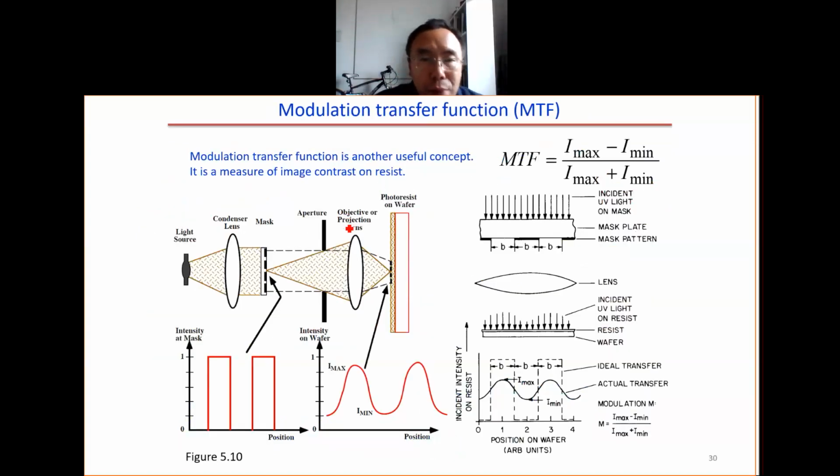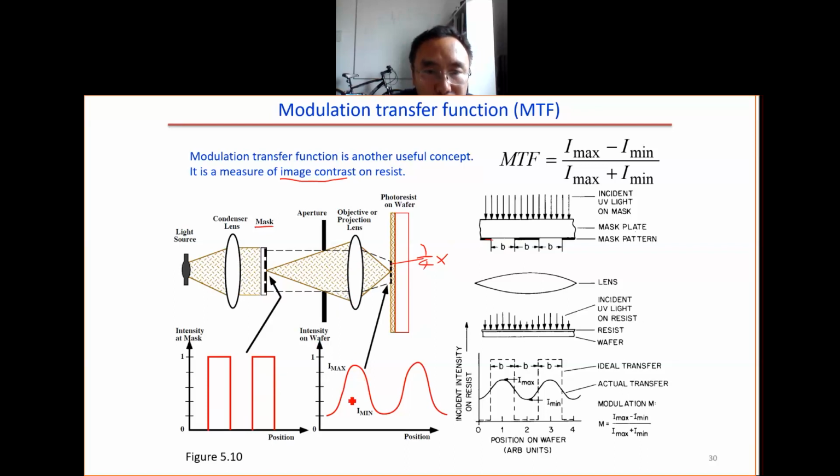So now let's look at a better way to describe the image contrast. Here we assume we have a mask. This mask is a line array structure like this: block, open, block, open, block, open. After the lens, the image is found on the resist, something like this. The features here are 4 times smaller than the features on the mask because we have 4 times reduction. So ideally, the light intensity should be something like this.